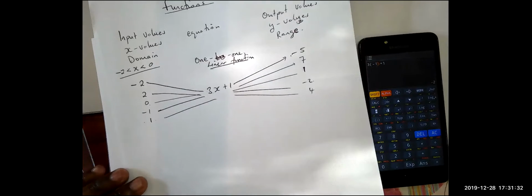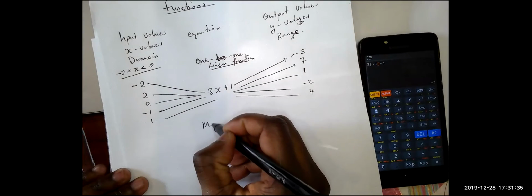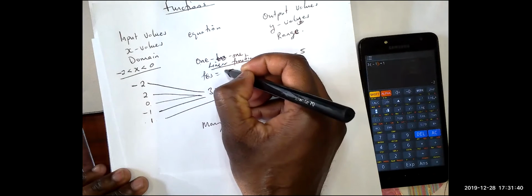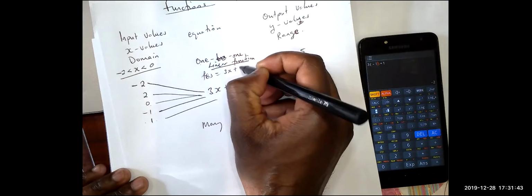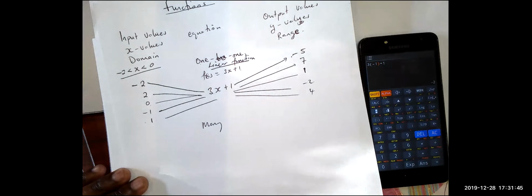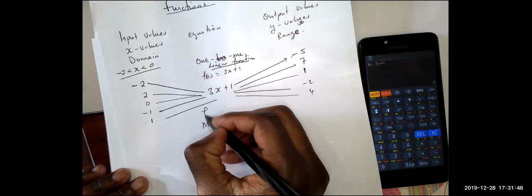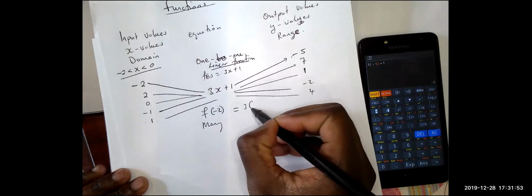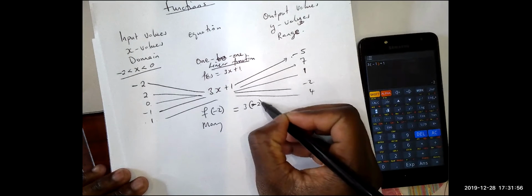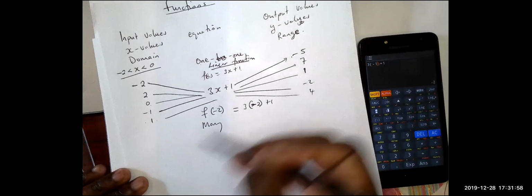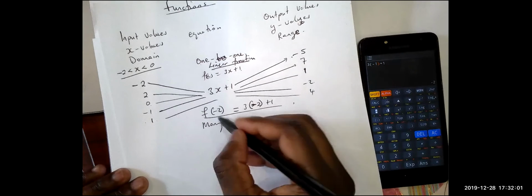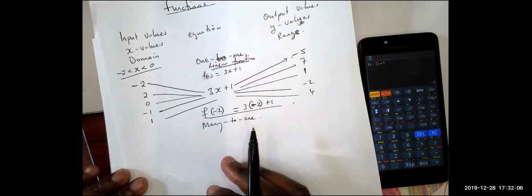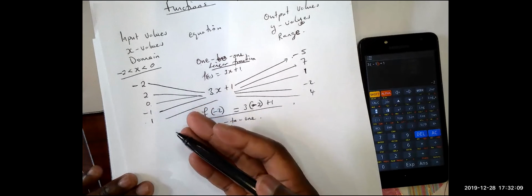Now, when we talk of a many-to-one function, this is sort of like f of x is equal to 3x plus 1. Sometimes the question says find f of -2. That's where you need to substitute, like what we did here. You just put -2 where x is, plus 1, and you get your -5. That's what you're supposed to do here. Now, many-to-one function: you put two values and you get the same value.